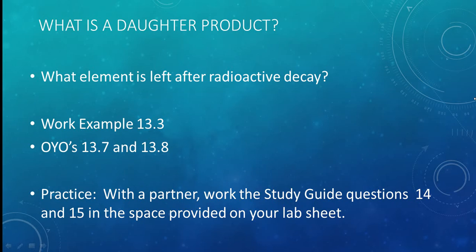So we're going to look here. These are the kind of problems you may have to answer on a quiz. Okay, so what element is left after radioactive decay? We're going to be looking at example 13.3, and your OYOs 13.7 and 13.8. In the study guide questions, pay particular attention to 14 and 15. It says here to put those in a space on your lab sheet. So if that's there, go ahead and you'll be doing that in your work. That's the study guide, right? So study guide, you're going to be doing it anyway. And just see if you have a place in your book to put that in.